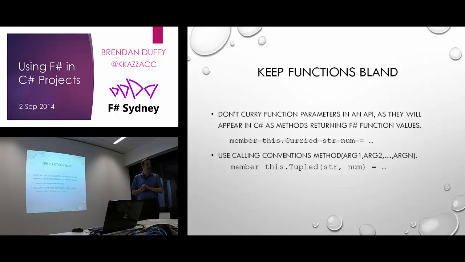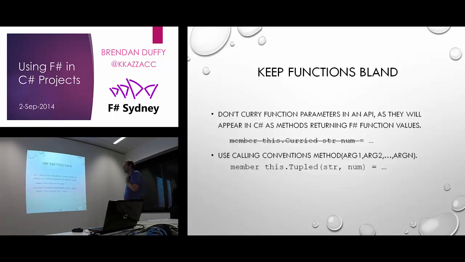Keep functions bland, a little bit of a pun there. If you're not used to it, you can inadvertently curry things. Of course, we're all aware that in C#, that bracket syntax doesn't mean a function. It means tuple. So that's having a tupled argument passed to it. By contrast, that one is having a curried argument passed to it, where each one is at least theoretically evaluated in turn. And so the recommendation for an API going to C# is to use a tupled argument.